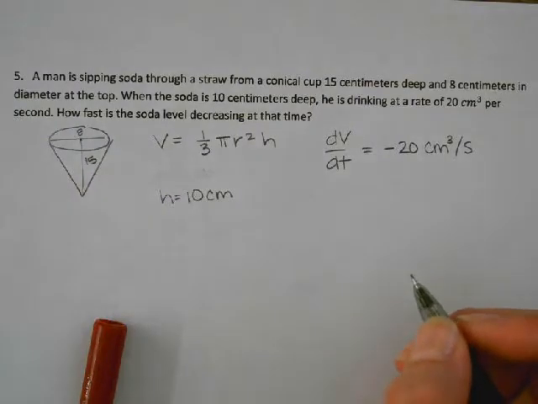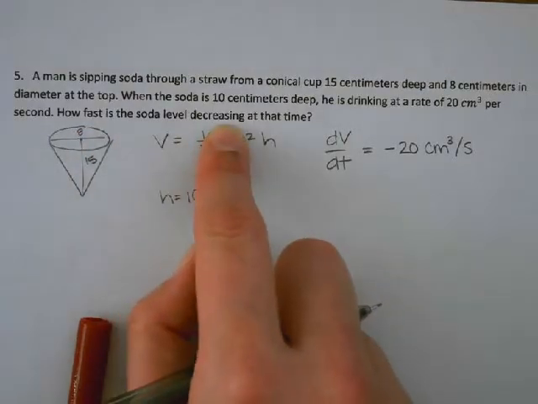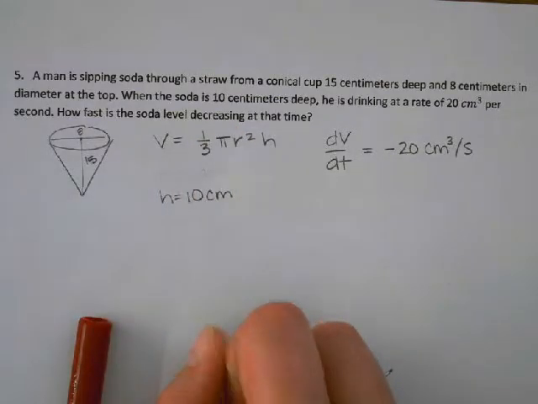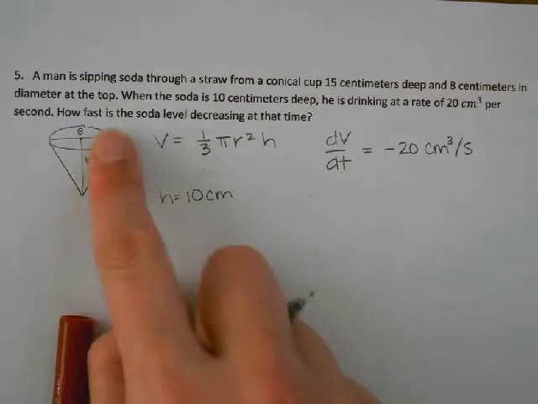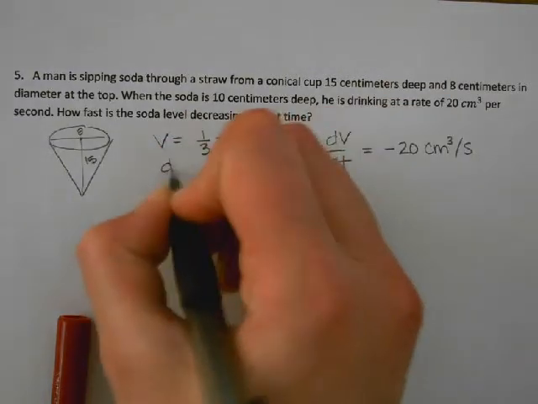All right. And the thing that we are trying to find is we want to see how fast the soda level is decreasing. And so what is it that we're actually trying to solve for? I mean, H? Time? But it's not actually H. It says how fast is the level decreasing. The dh/dt is what we're trying to find.